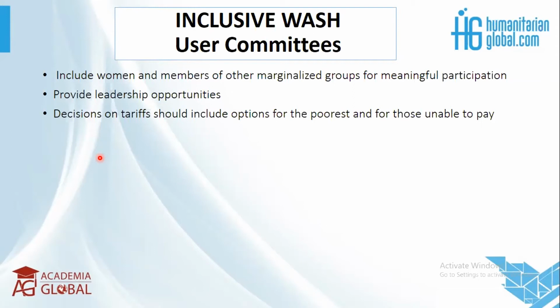So it's also in terms of decisions on tariffs. These are examples in water. Decisions on tariffs should be able to include options for the poorest and those who are unable to pay. So when you're setting tariffs, for example, for a community water project, when you say maybe you want to charge $1, or maybe half a dollar, for a 20-liter jerrycan, are we including options for those who are not able to pay? Or how are we going to account for those who are actually not able to pay?